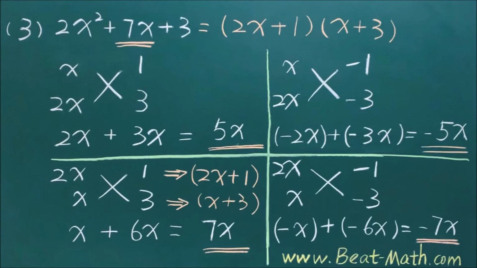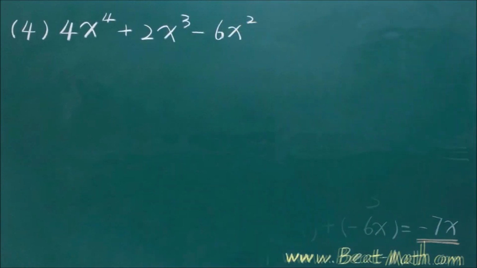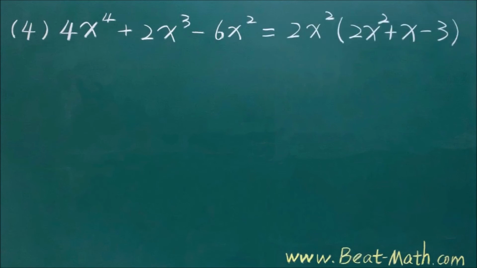Here is the last example for today. 4x to the fourth plus 2x cubed minus 6x squared. This one seems a bit difficult at first glimpse, but if we just follow all the steps we have been talking about, it will be okay. First, decide if there are any common factors. If yes, factor it out. So, is there any common factor in this one? Yes, 2 and x squared are the common factors here. Factoring them out, we get 2x squared times the quantity of 2x squared plus x minus 3.